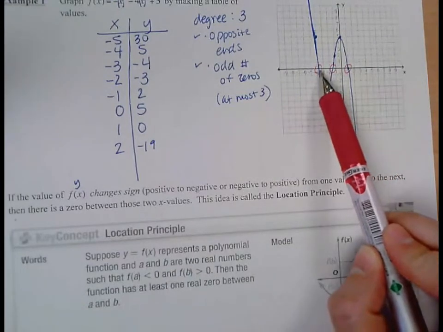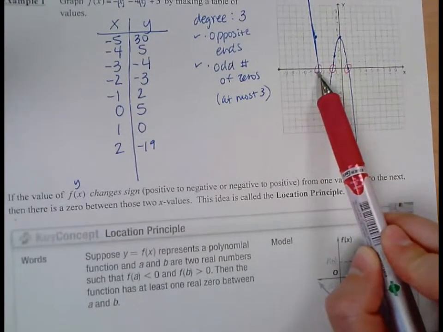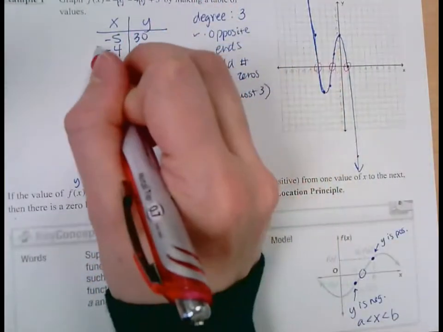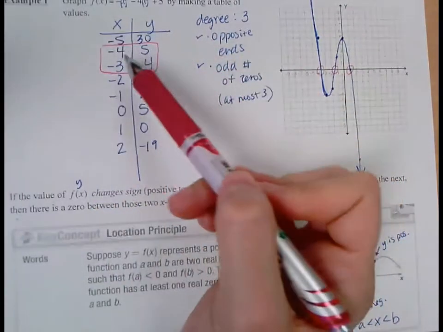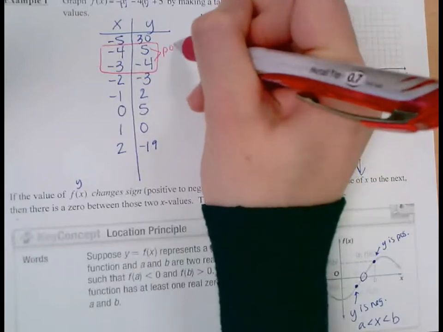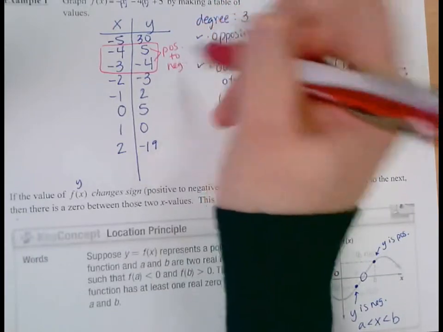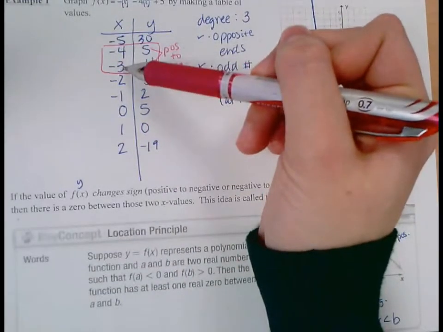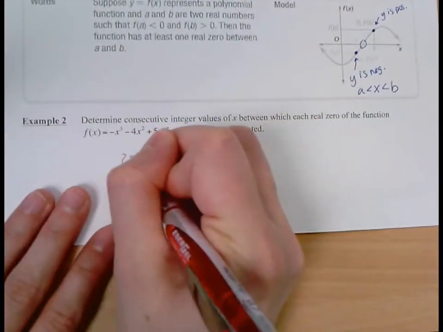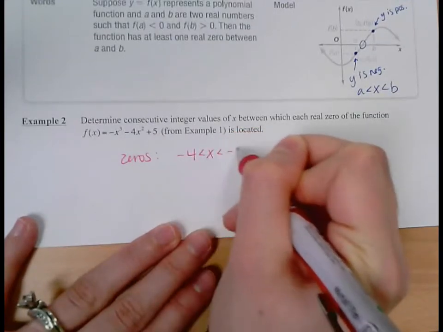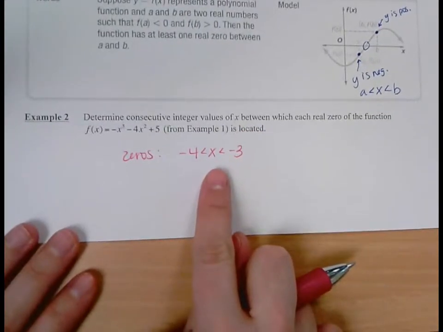On my graph, it looks like there's a 0 between the x value -4 and -3. If I look at my table, when x changes from -4 to -3, the y value changes from positive to negative, meaning there is a 0 between those two x values. Okay, so when I'm listing in example 2 the zeros of that function, there is a 0 when x is between -4 and -3.